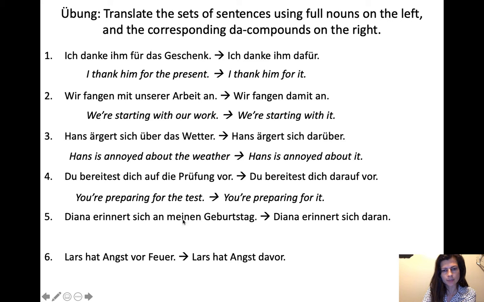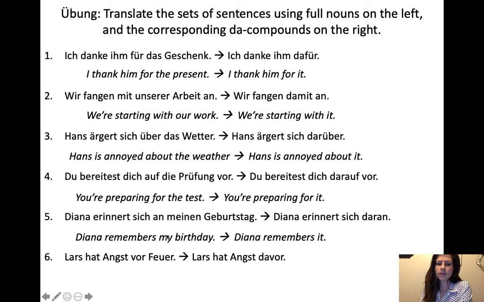Diana erinnert sich an meinen Geburtstag. So Diana remembers my birthday. And so since we have an, erinnert sich an, that's like the whole phrase. Sich erinnern an. So an is the preposition we're going to want to use. An meinen Geburtstag. In the English, just because of the way the word remembers works, there's no preposition involved in the translation. Diana remembers my birthday. In English it's a direct object instead of a prepositional phrase. So you just say Diana remembers it, even though technically there's a preposition in there, but you can't really translate it.